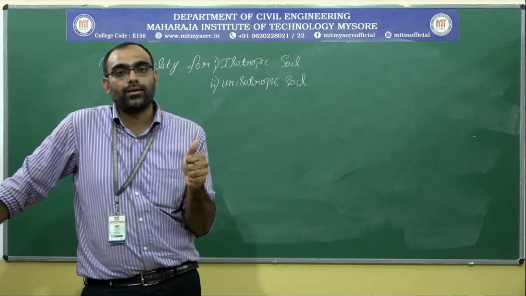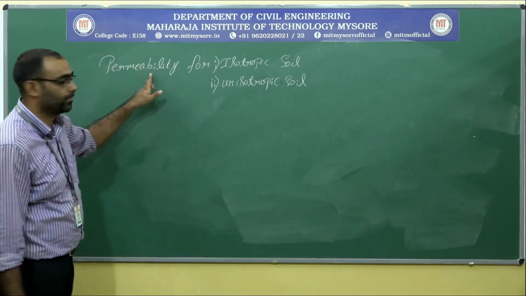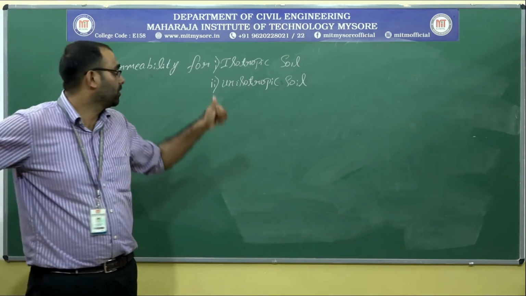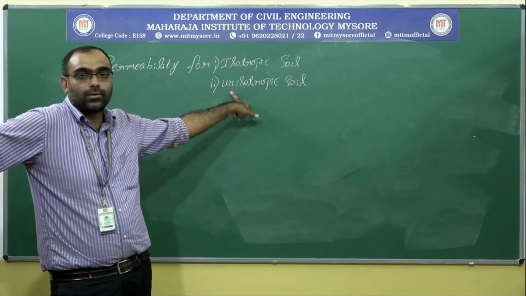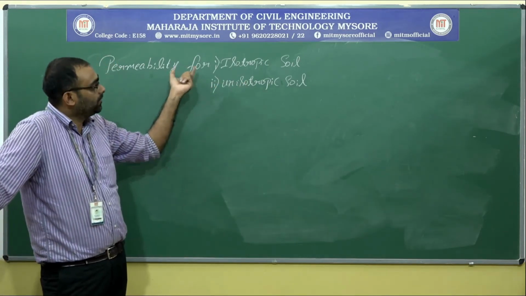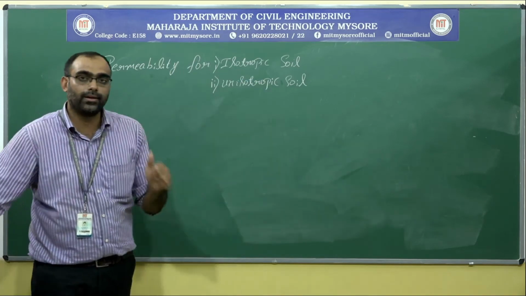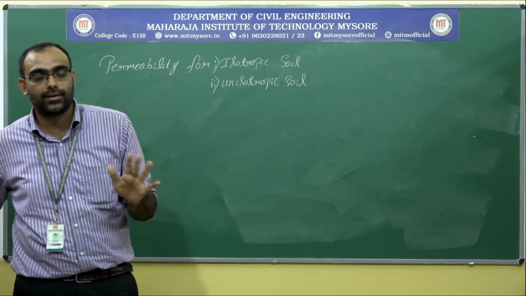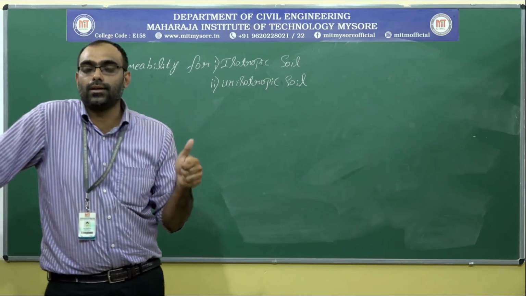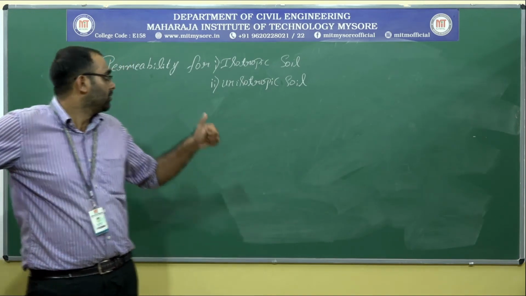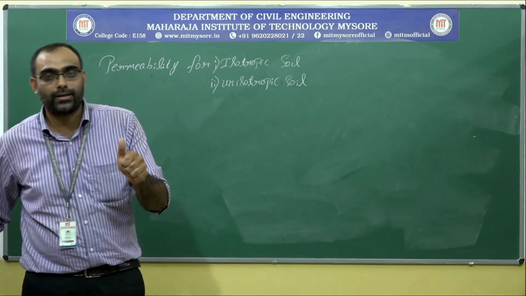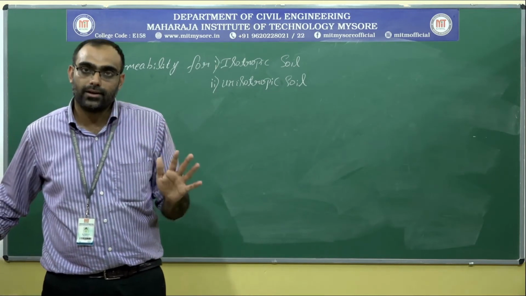The different types of properties are many. We will take one property, that is permeability. It is there in your syllabus, the permeability of an isotropic soil and anisotropic soil. So the permeability for an isotropic soil will be the same in all directions. It will not vary if you just calculate or measure the permeability. The anisotropic soil will be having permeability values that are different.